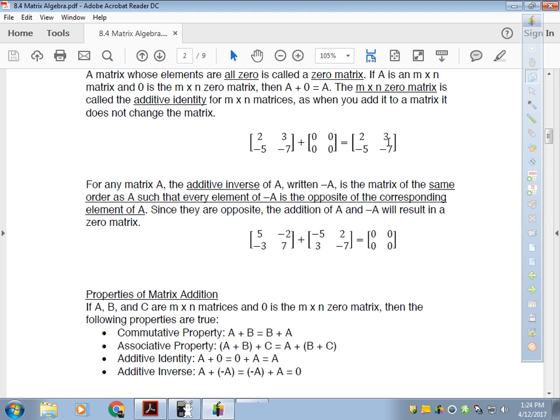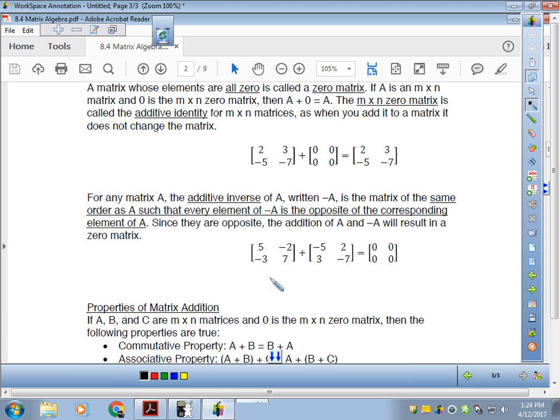Now, the additive inverse, which we usually write as negative A or an inverse A, is a matrix where when you add it to the original matrix, you get the 0 matrix. So here's an example. I have 5, negative 2, negative 3, 7. I'm adding it to this matrix, negative 5, 2, 3, negative 7, and it gets me the 0 matrix. So in context, this would be A, and this would be the additive inverse. And so when we take these two things and add them together, we get the 0 matrix. So that's just a little bit of terminology for you.